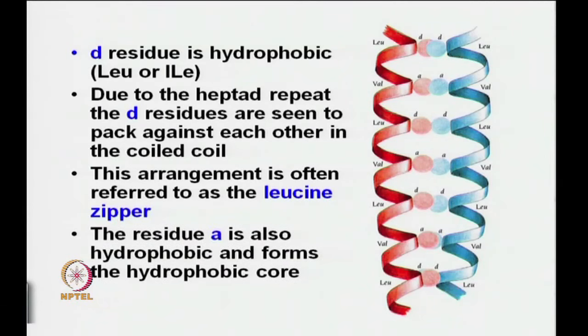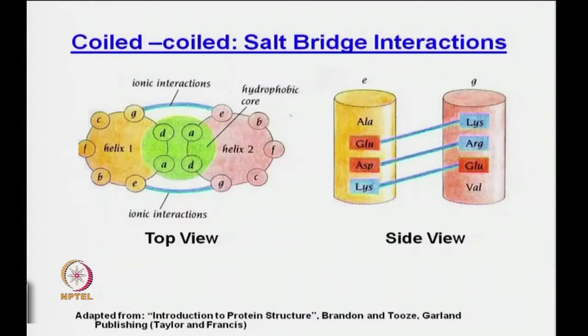Now, the residue A is also hydrophobic and forms the hydrophobic core. Remember, we talked about residues A to G. The A typically also comes out to be hydrophobic. Okay. So, what are some other interactions that are present now? It cannot be only hydrophobic interactions, it must be something more than that, because we have so many other amino acids.